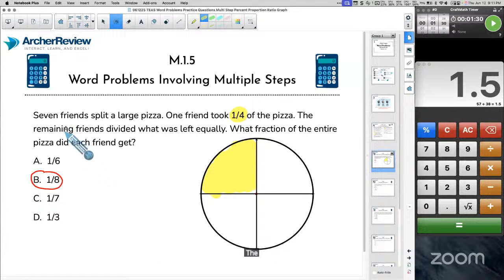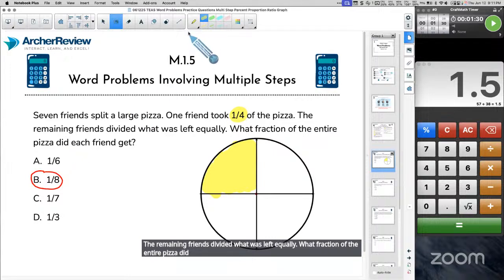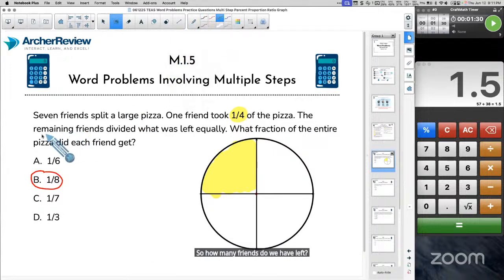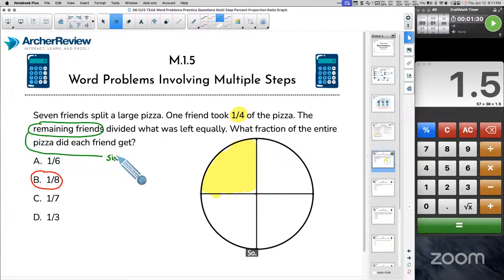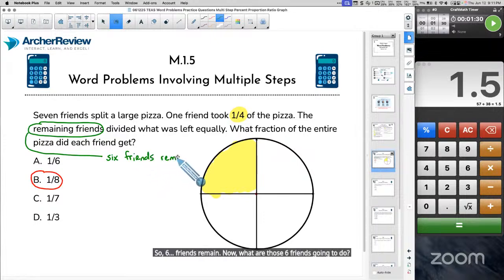The remaining friends divided what was left equally. What fraction of the entire pizza did each friend get? So, how many friends do we have left? The remaining friends, that's going to be six. So, six friends remain. Now, what are those six friends going to do? They're going to divide what is left equally.